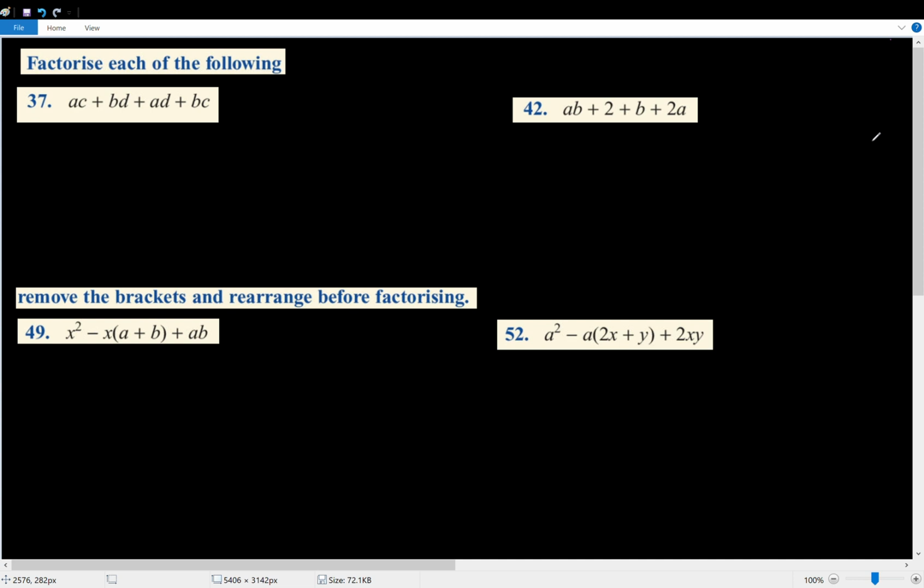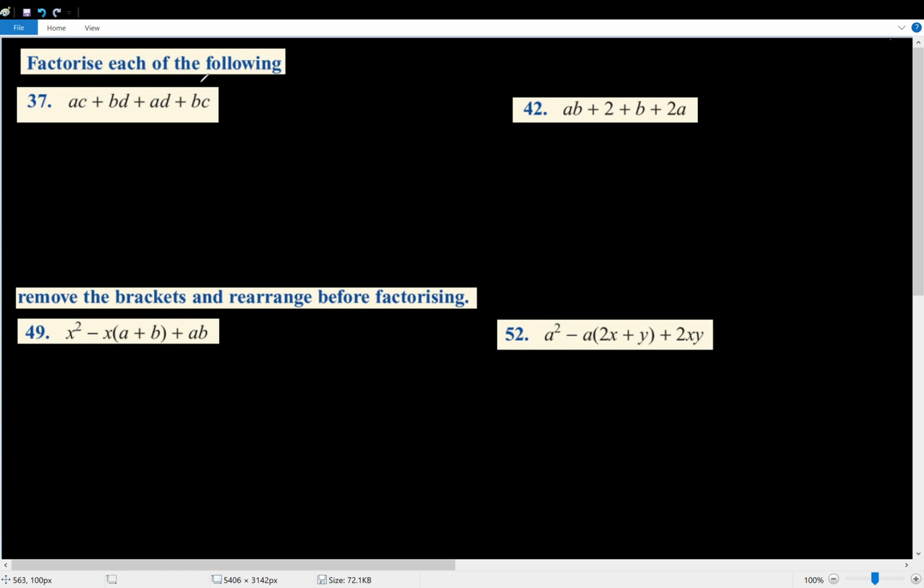This is question 37, 42, 49, 52 in exercise 1.2 in Project Maths 2. We have to factorize each of the following. So we'll start with 37. We notice in 37 there are 4 terms and there is no common factor that will fit all 4 terms. But there are common factors that will fit certain pairings.